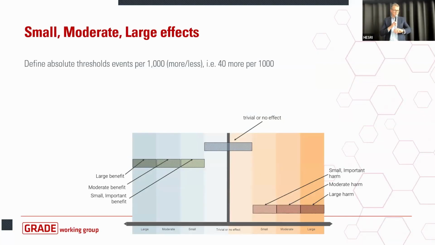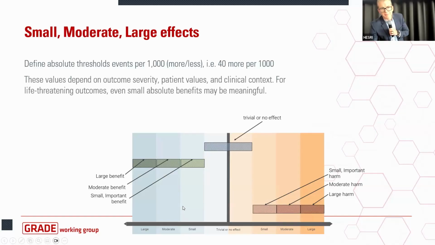Okay, the other thing that we can do is then set small, moderate, and large effects. And when we think about a dichotomous outcome, we might set these in a way which corresponds to how many times we might see that event per 1,000, which corresponds to how we present the information in a GRADE evidence profile. So you might say that if we see 40 more events per 1,000, that might correspond with a small effect, and then go on from there.